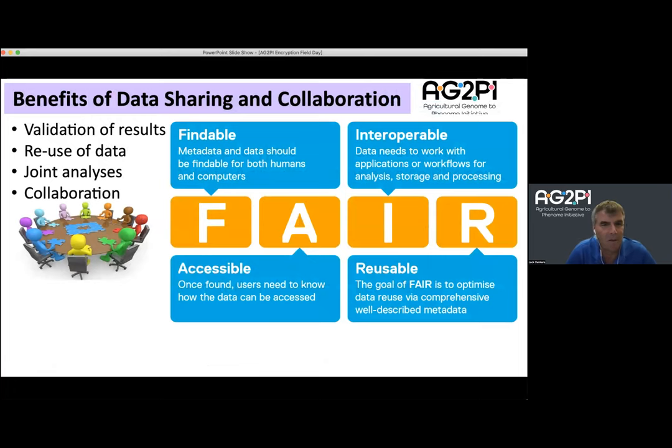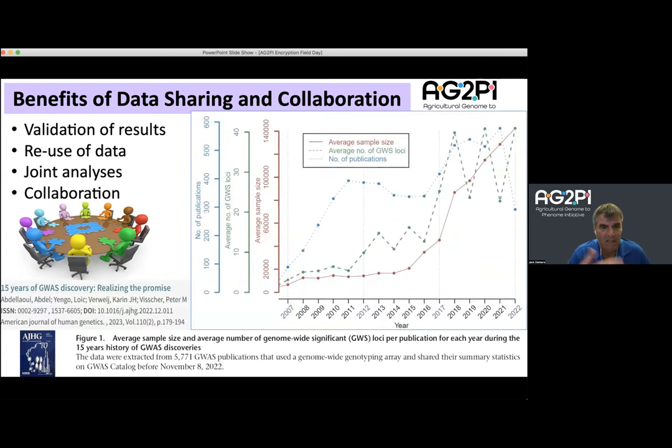Of course, we all know that there's lots of benefits to data sharing and to collaborating. It's important to share the data such that others can validate the results. Also such that others can reuse the data for joint analyses or other analyses with those data, and also collaborative analysis, meta-analyses, and collaboration, as it's put there. And we're all familiar with the FAIR data standard, so the idea that data should be findable, accessible, interoperable, and reusable. And in human genetics, that's been very effective.